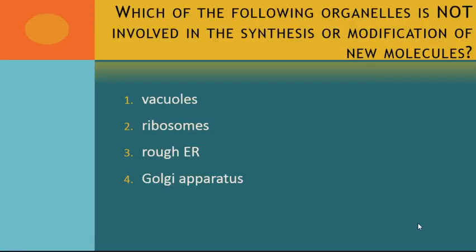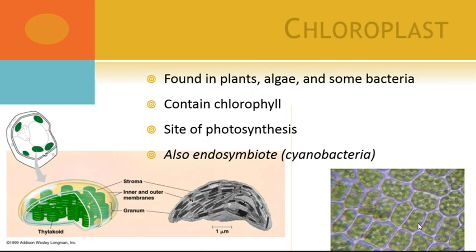All right, now here's your question. Which of the following organelles is not involved in the synthesis or modification of new molecules? Vacuoles, ribosomes, the rough endoplasmic reticulum, or the Golgi apparatus? Well, the answer is vacuoles, because all the other three are involved in protein synthesis. Ribosomes make them. They're modified in the endoplasmic reticulum, and they are packaged and sent away and do final modifications in the Golgi apparatus. All right, and then the last organelle is the chloroplast.